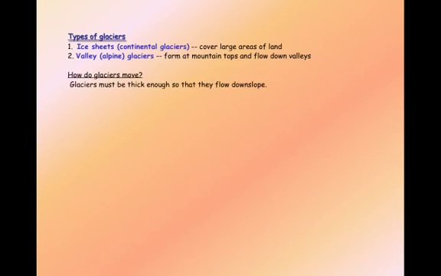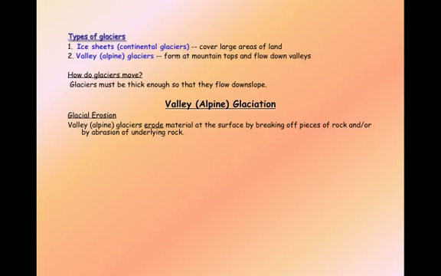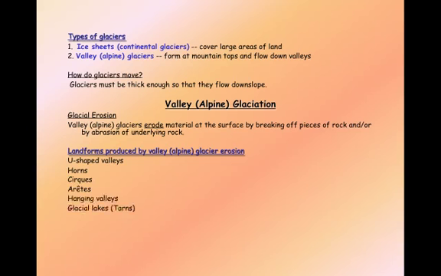And glaciers move. Glaciers must be thick enough, but thanks to gravity, they move down. And as a consequence of valley glaciers moving down a mountain, we get erosion. This breaks up the rock and carves a V-shaped valley into a U-shaped valley. And there are important terms like horns, cirques, arêtes, hanging valleys, and glacial lakes that we're going to talk about.